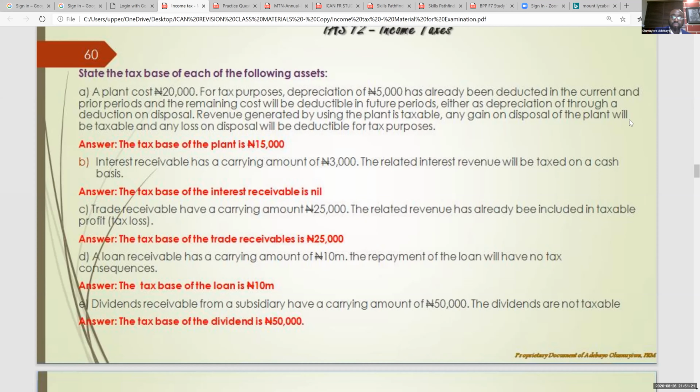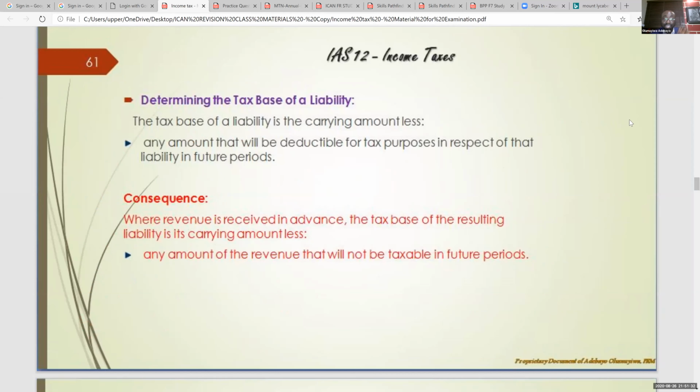Now, but slightly, the definition of liability is different. The first point of reference for determining the tax base of a liability is the carrying amount of that liability.